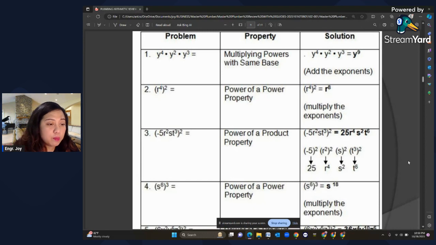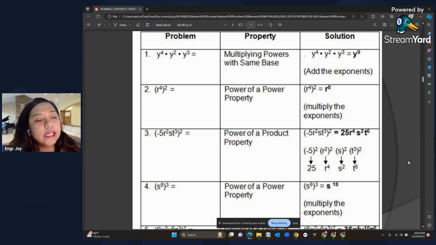So in this case, number 2, that is r raised to 4, squared. Power of a power property, yung gagawin natin, copy the r, then i-times mo yung 4 times 2, that is 8. That's why the result is r raised to 8.